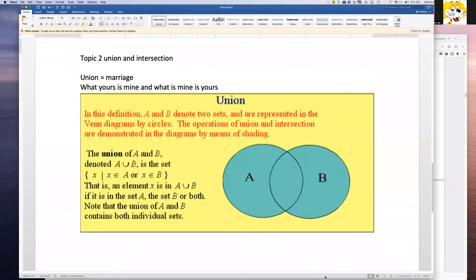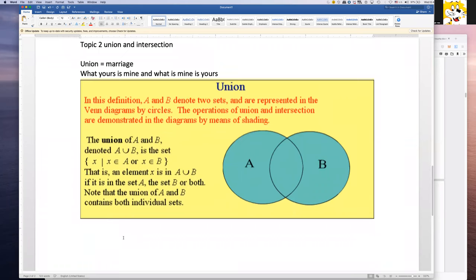So this is what a union is, right? A union, you're A, she's B, or he's A and he's B, or she's A and she's B. And then you join together and then you have this. You have a union. You have two sets, right? And they share everything. But if you're smart, you will do a prenup. Prenuptial agreement.